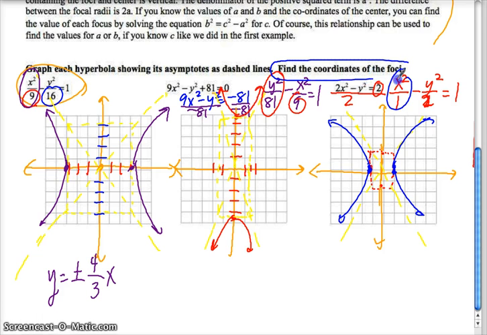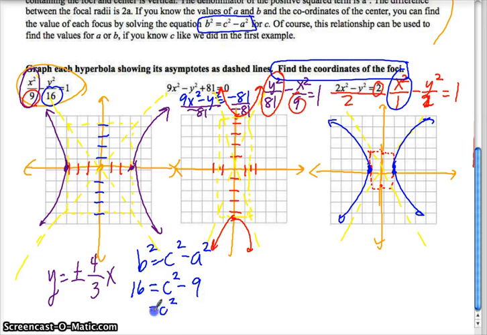Okay, so what didn't I do? I didn't find the coordinates of the foci. How am I going to find them? We're going to have to use this equation, which says b squared equals c squared minus a squared. What is b in this case? B squared is 16. So 16 equals c squared minus a squared, where a squared is 9. We add 9 to both sides, c squared equals 25. So c is plus and minus 5. My foci are out here at 5, 0, and over here at negative 5, 0. So the coordinates of the foci are plus or minus 5, 0 for this first one.